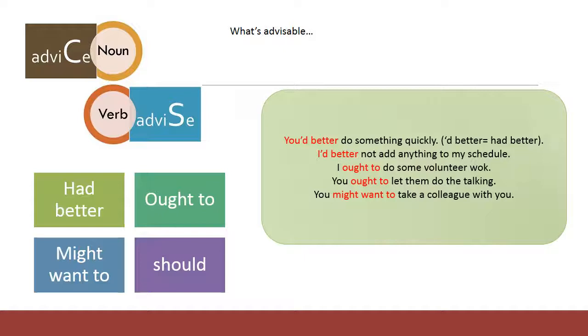You'd better do something quickly. Okay, in this case, we are using you'd better to do something quickly. It's the short form of you had better do something quickly. In a negative example, I'd better not add anything to my schedule. So you can use it affirmative or negative.